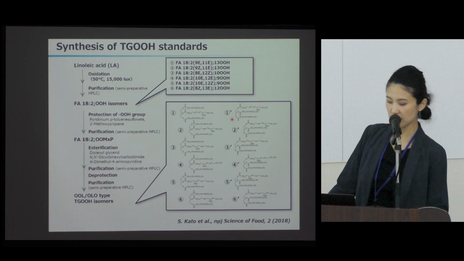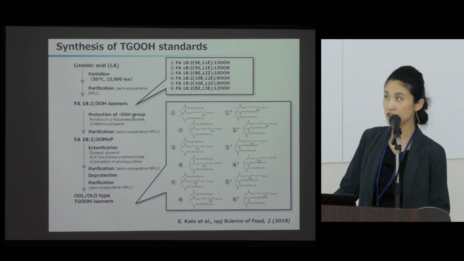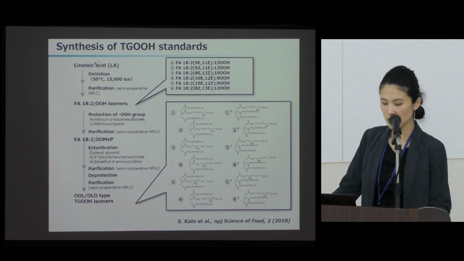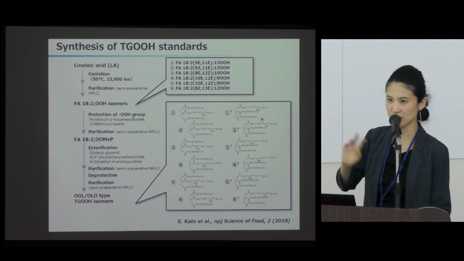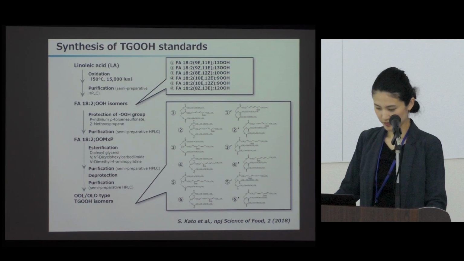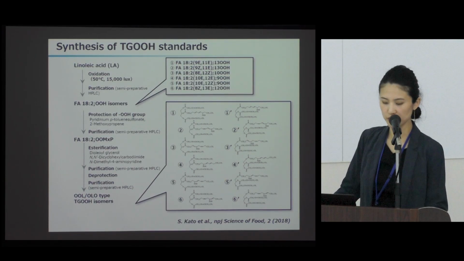First, sorry, this is a busy slide, but we synthesized the TGOH isomers as shown here. Linoleic acid was oxidized, and we got 6 kinds of isomers. Because hydroperoxide is very active, we protected it using methoxypropane. Then those isomers were esterified to triacylglycerol, and we got 12 isomers. Those numbers show each positional hydroperoxide isomer, and prime means the alpha position isomers, because TG has sn isomers, so that's why we have 12 isomers. Then we purified them and got the pure TGOH standards.